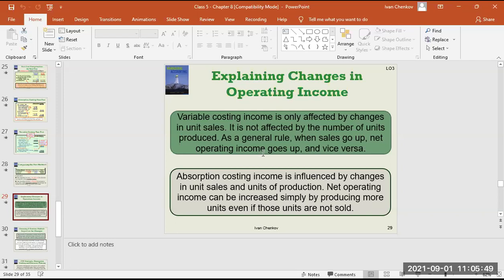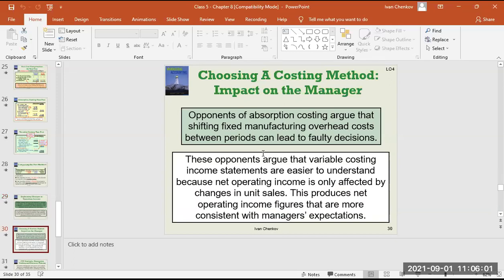So the net operating income can be increased by simply producing more, because those are not sold and carrying that cost. Now, who are the people against the absorption cost? Those people argue that shifting fixed manufacturing overhead between the periods can lead to the wrong decisions.